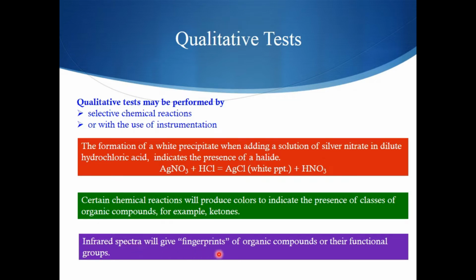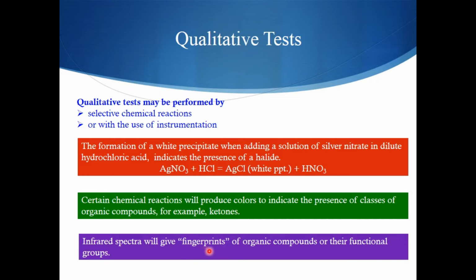Infrared spectra will give fingerprints of organic compounds or other functional groups. So this is with the use of a spectrophotometer, in which we use an infrared source, and this infrared spectrum produces fingerprints of organic compounds. By fingerprints, I mean there is a region called the fingerprint region in infrared spectra, which is specific for each compound. We will discuss this further in detail in the next lectures.